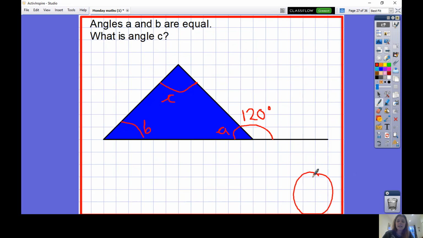And finally, this is the last challenge question I'm going to give you. It's a little bit like one we saw earlier. There's one piece of information missing for you to be able to work it out, and that's to know which sides are equal. So pause the video, have a go at that one.